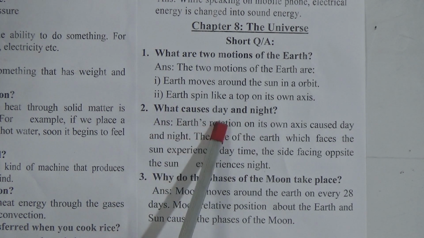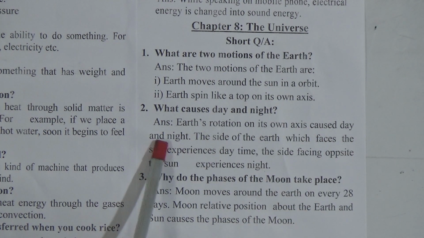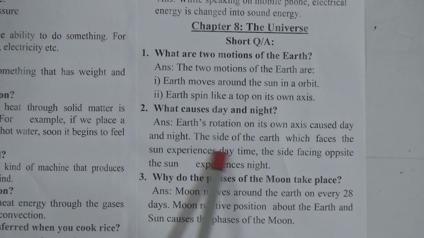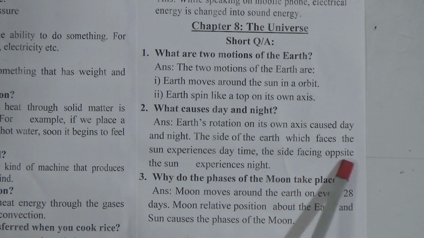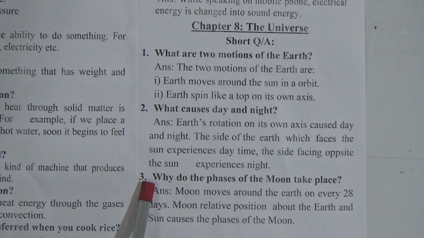The answer is, Earth's rotation on its own axis causes day and night. The side of the earth which faces the sun experiences daytime. The side facing opposite the sun experiences night. Now, last question for today, question number 3. Why do the phases of the moon take place? The answer is, the moon moves around the earth every 28 days. The moon's relative position to the earth and sun causes the phases of the moon.